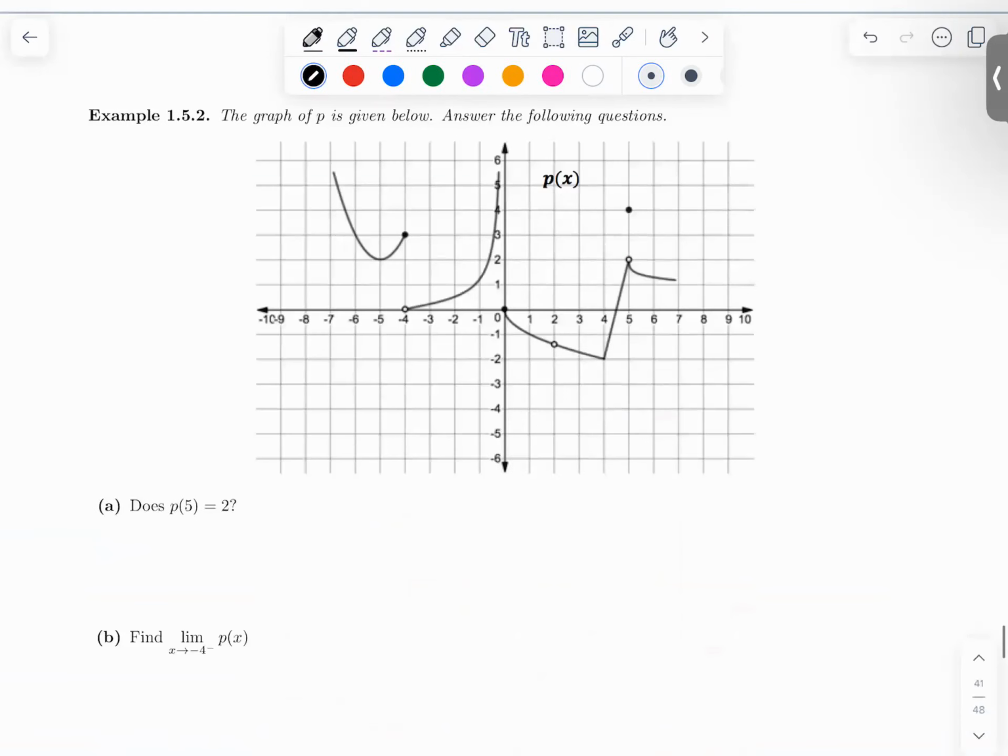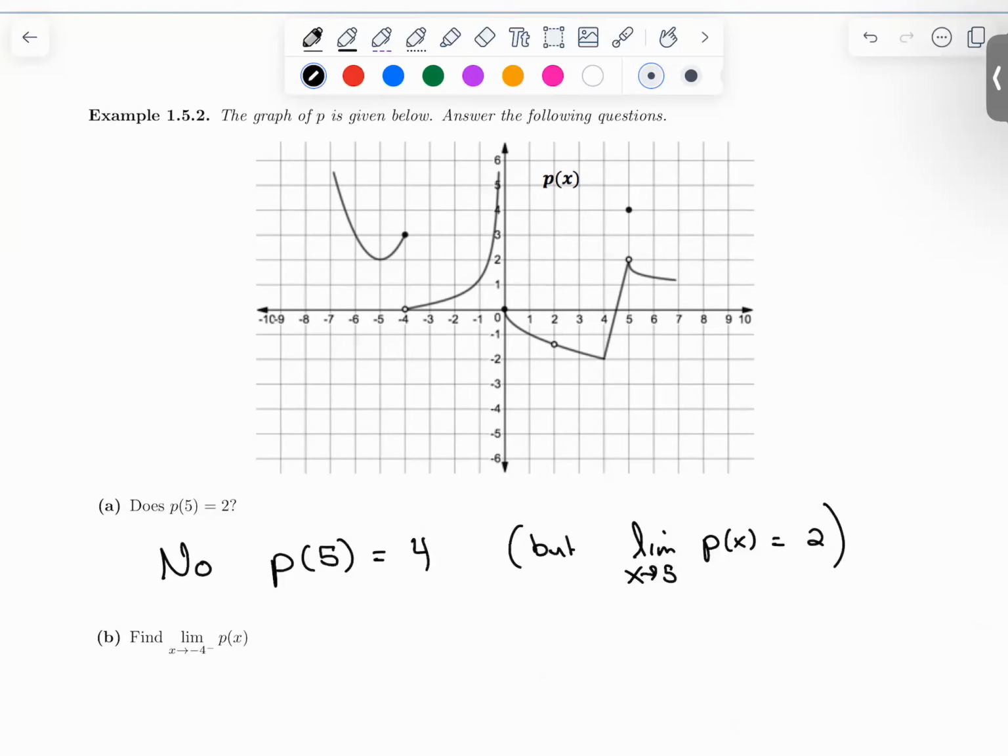All right. Cool type of problem. This is a problem that's supposed to practice a little bit of our pre-calculus and our calculus terms. Does P of 5 equal 2? No, it is not. No. P of 5 is equal to 4. That's a solid dot because you got an open circle. So the limit as x approaches 5 of P of x is equal to 2. P of 5 is 4, but the limit is equal to 2. So that's a removable discontinuity.